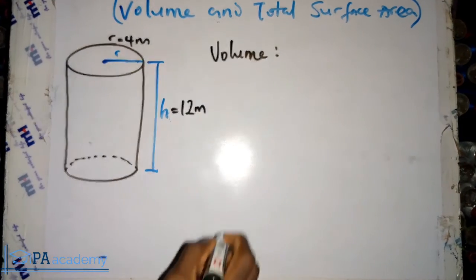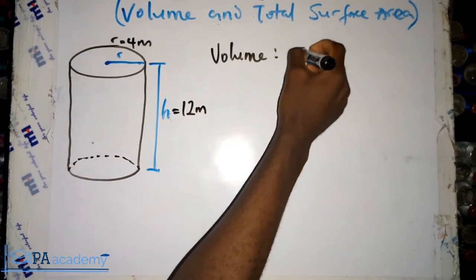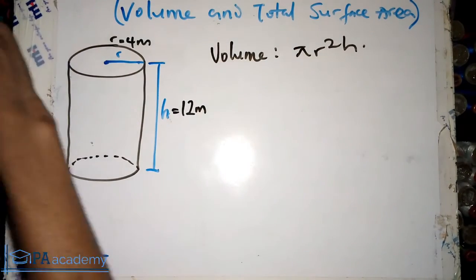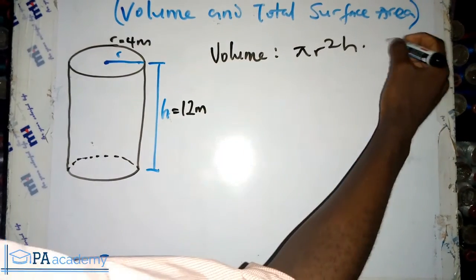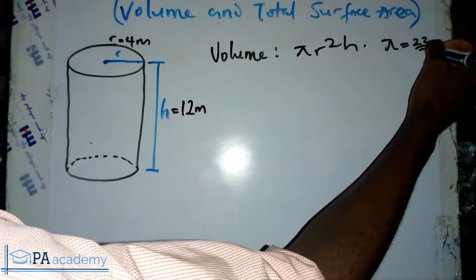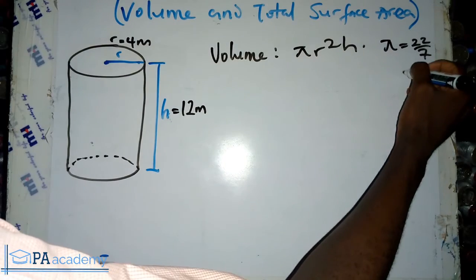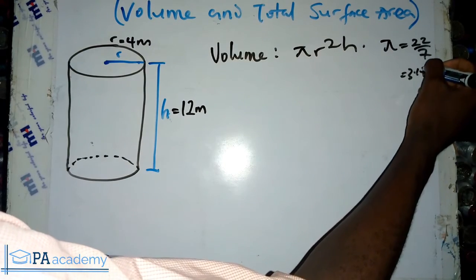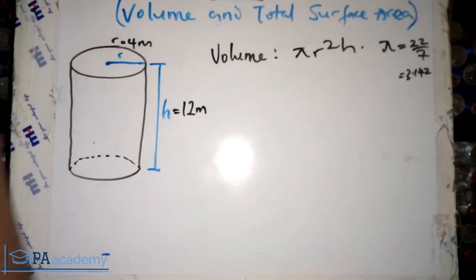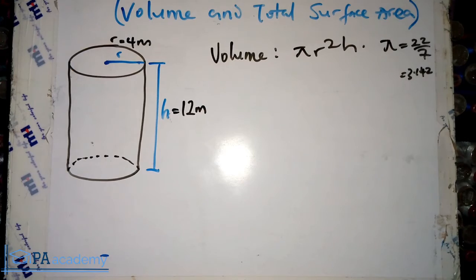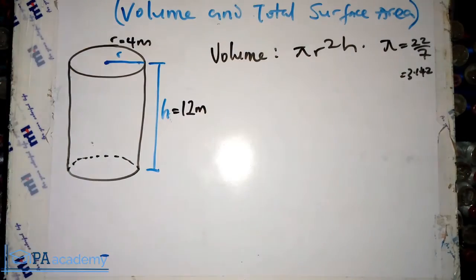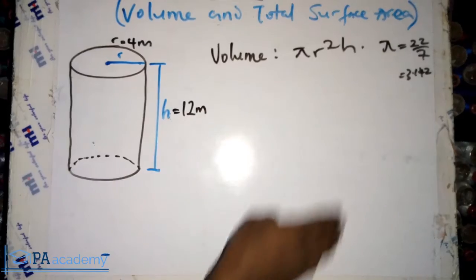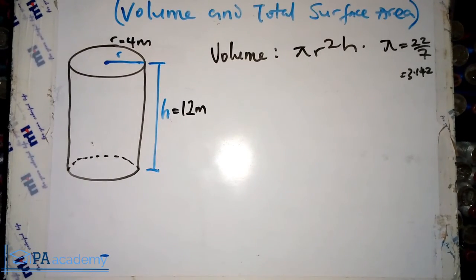And we've been told that the volume for a cylinder is what? Pi r square h. Now the value for pi is 22/7. It's constant, or you have it at 3.142. So you can use any of these values. But some questions can tell you, okay, take pi to be 22/7 or take pi to be 3.142. But if you are not given, then you can just use any of the two. So let's start with the volume.